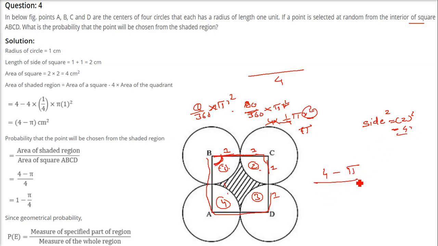And this is the favorable region. And what is the complete area? Which is 4. So 4 minus pi by 4, we can write it as 1 minus pi by 4. This is the measure of the specific part of the region over the measure of the whole region. This is the geometric probability.